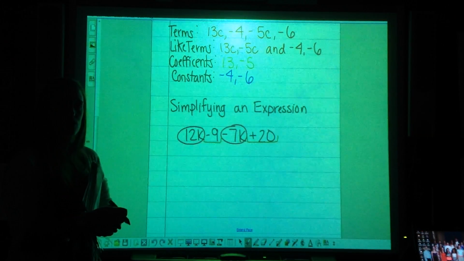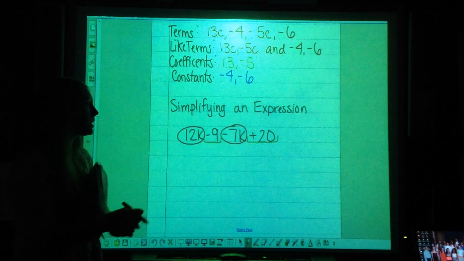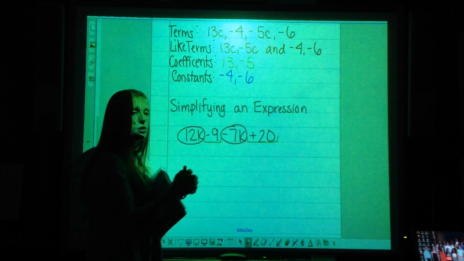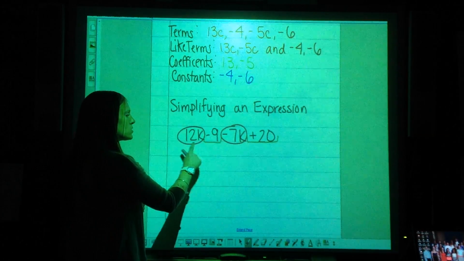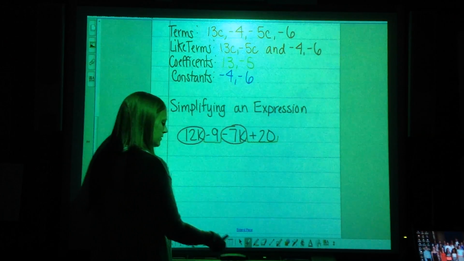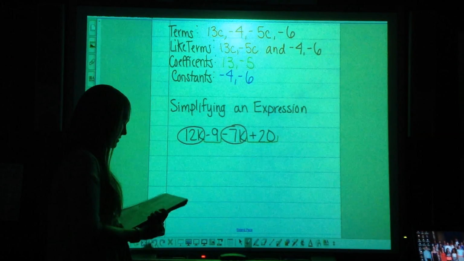I found my like terms, so now I can simplify. Start with your variables. You're going to work with the coefficients, and you're going to read it exactly what it says. This says 12 minus 7. 12 minus 7 is 5.